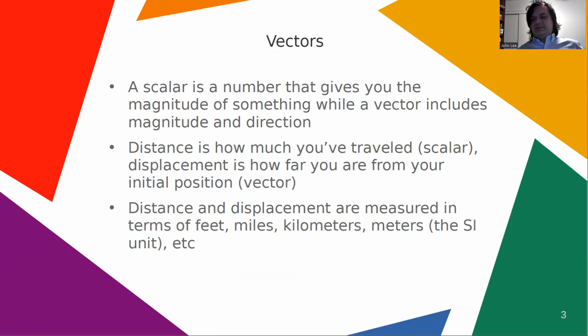So, in addition to just talking about reference frames, we need to have a vocabulary for how to talk about these different ideas and these different quantities. So a scalar is a number that gives you the magnitude of something, while a vector includes both the magnitude and direction. Very easy scalars and vectors to understand are just distance and displacement.